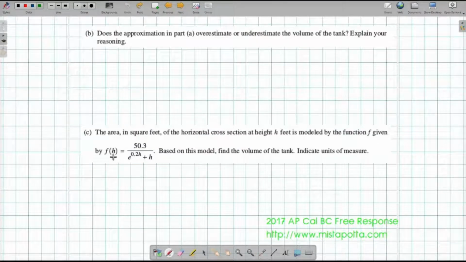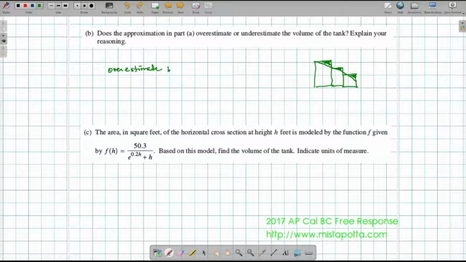For part B, it says, does the approximation in part A overestimate or underestimate the volume of the tank? Explain your reasoning. And keep in mind, we're looking at rectangles that are getting progressively smaller. But the other thing they told us is that this is a decreasing function. And because this is a decreasing function, that means that all of this extra area that we've included here is just that, it's extra.